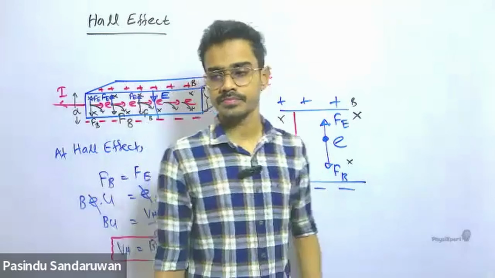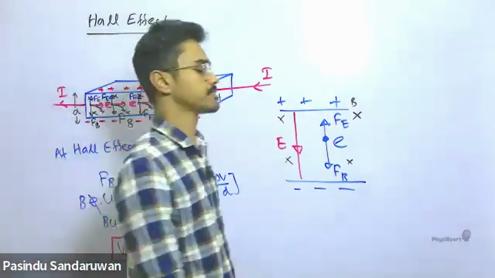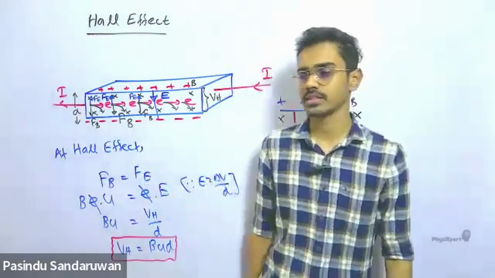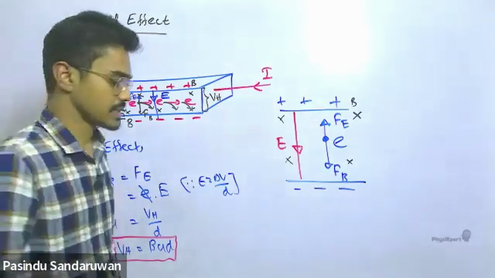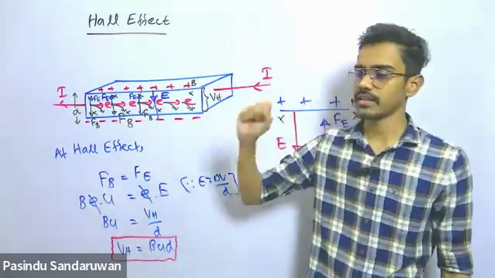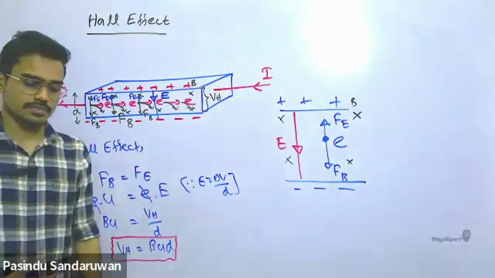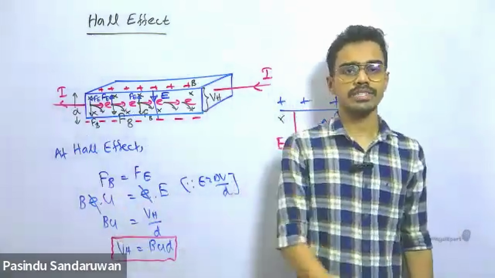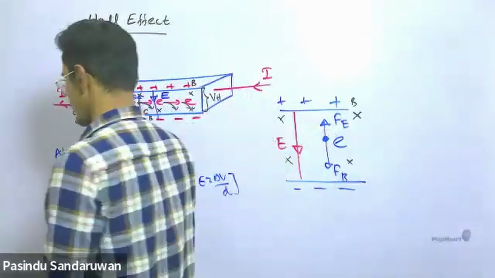Mention below, first point: when current flows, the respective electrons flow in the opposite direction.